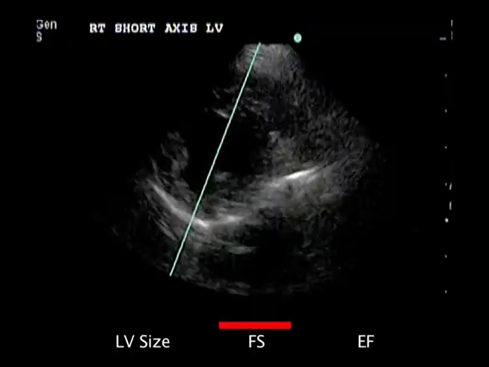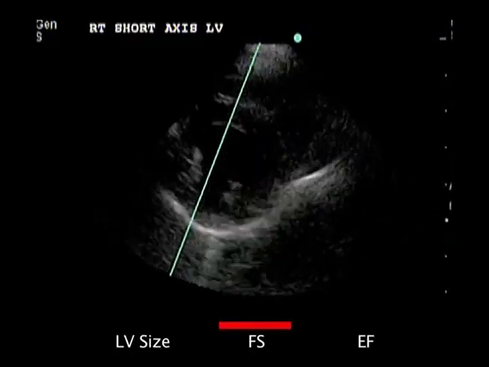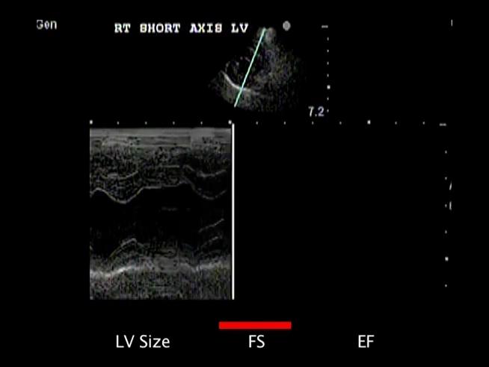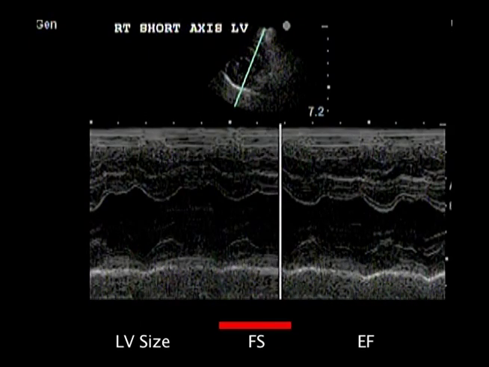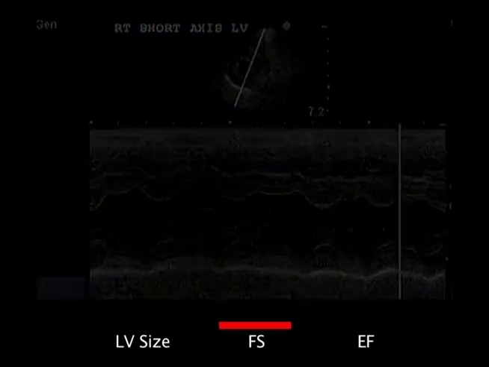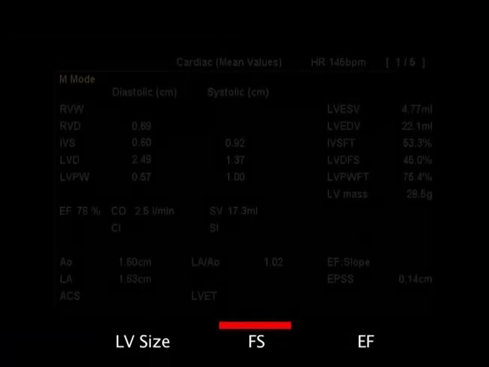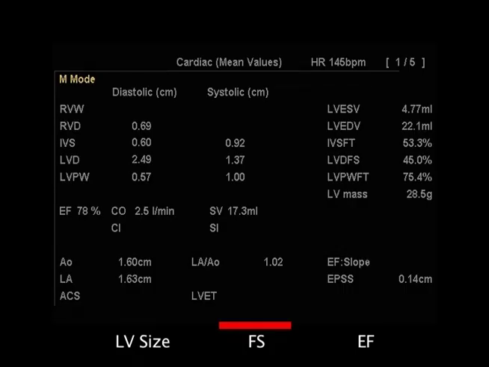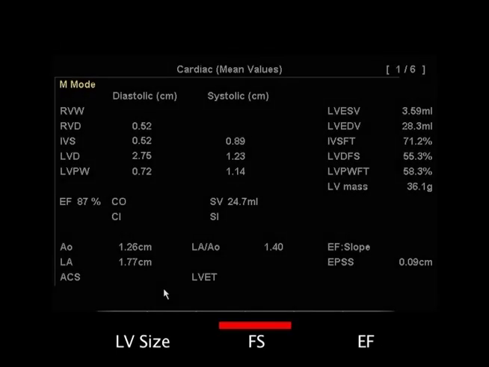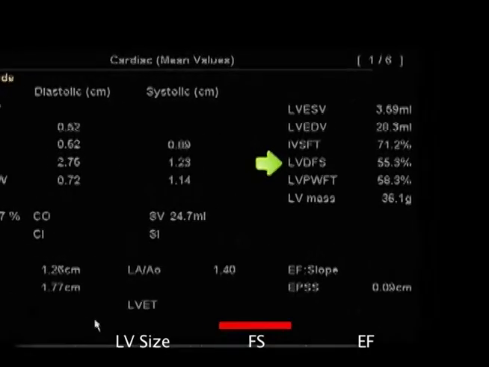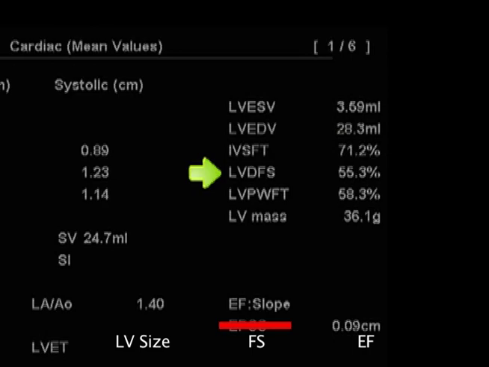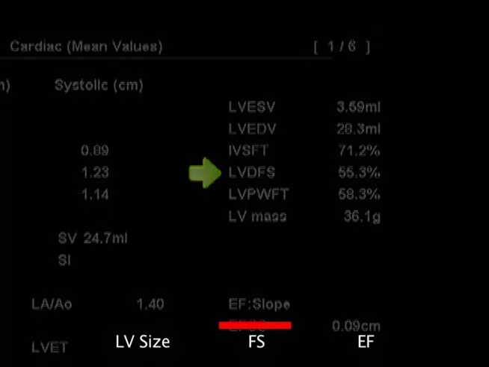Fractional shortening is a percentage change in left ventricular size between systole and diastole. The normal range of fractional shortening in dogs is not universally accepted. For the purpose of this DVD, a range of 28 to 48% will be used. In most dogs with mild to moderate mitral insufficiency, fractional shortening remains within the normal range. In severe mitral insufficiency, fractional shortening exceeds the normal maximum and indicates good condition of the myocardium.